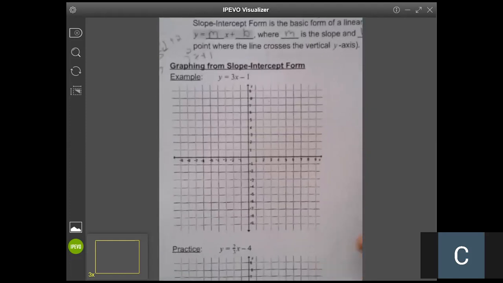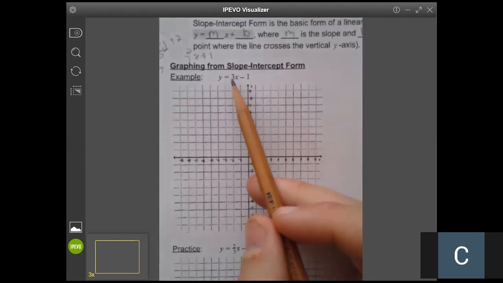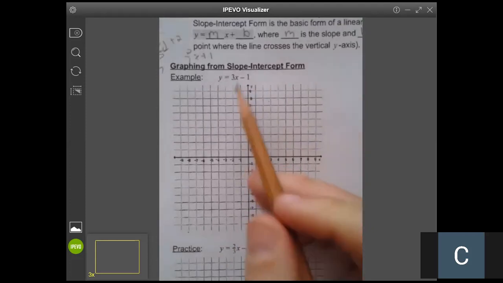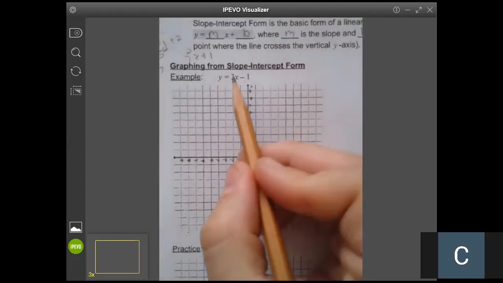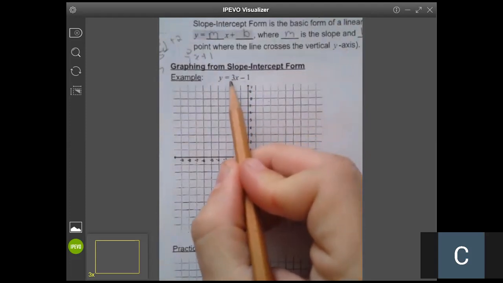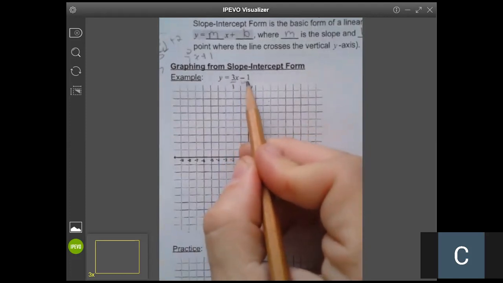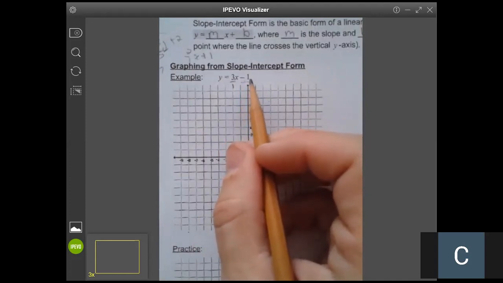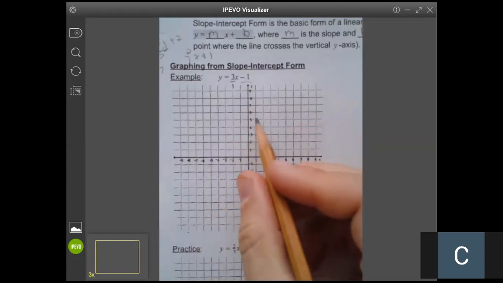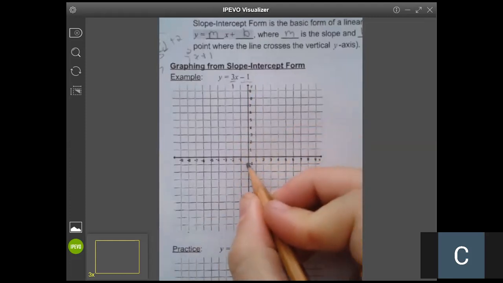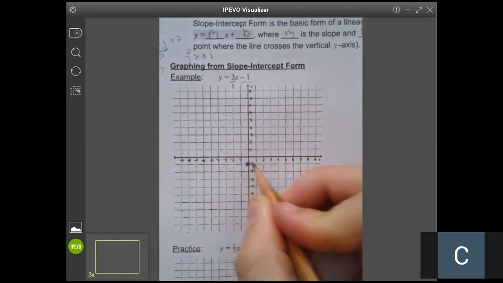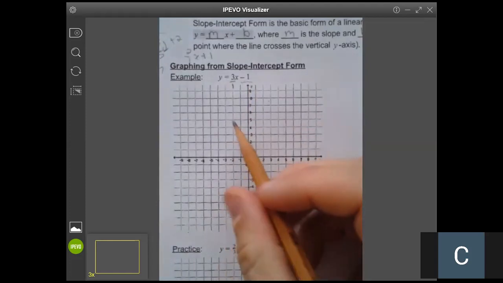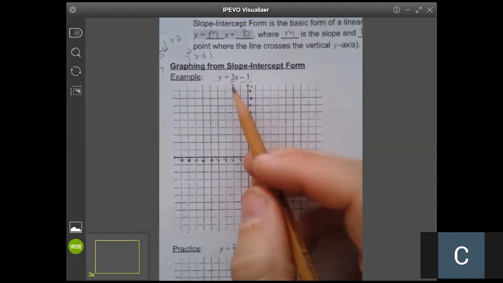So in our example problem, we've got 2 pieces of information here. We've got this 3 and this -1. Well, the m is this 3. So technically it's a ratio of 3/1. And this is our y-intercept. So when we're graphing these, we're going to start from that y-intercept point. It's the point that we know on the graph, meaning where it crosses the y-axis is at -1. And then we're going to use the slope to then graph the rest of this line.